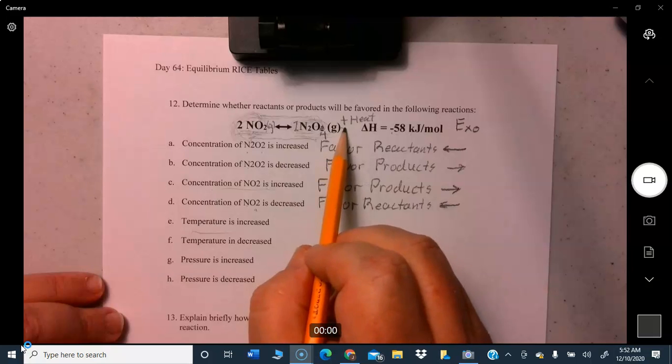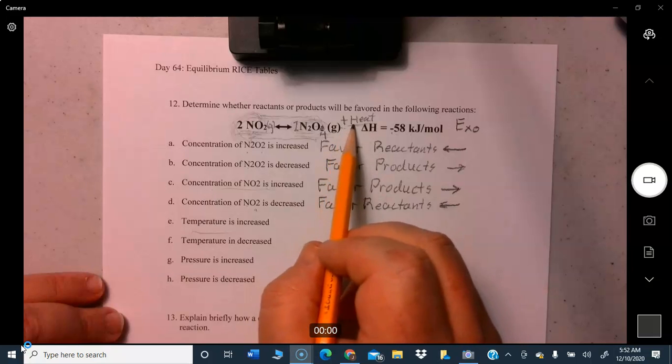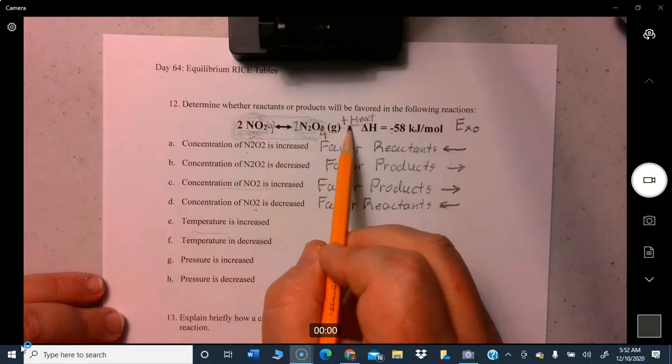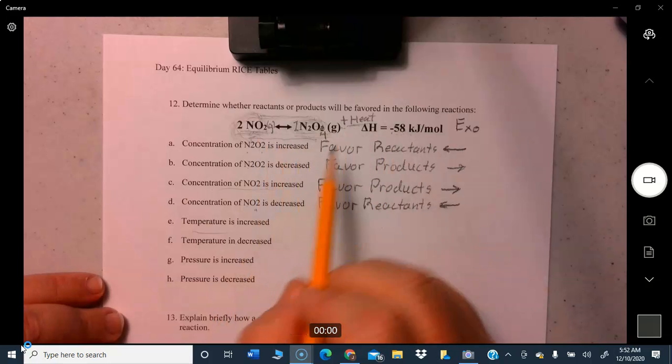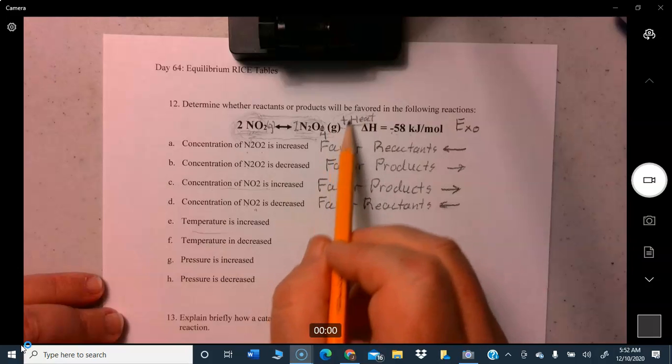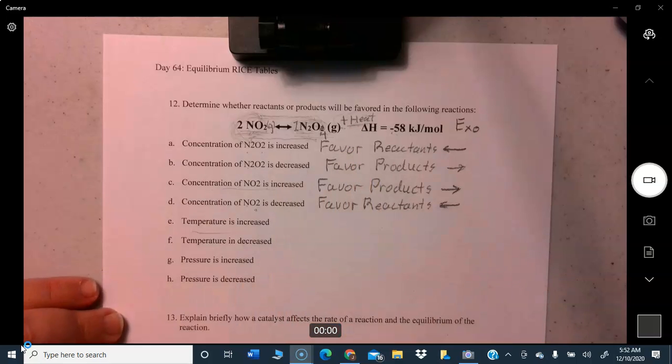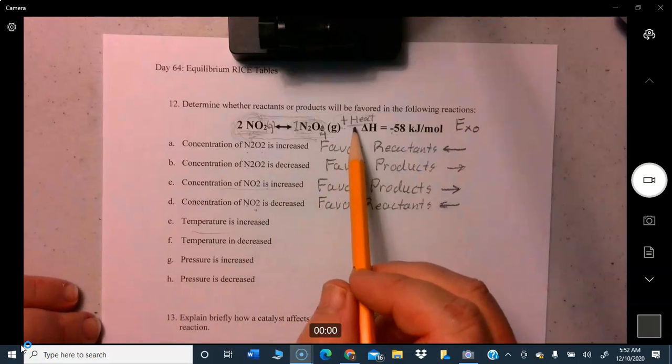But what this is saying is that if you include this heat in the reaction, actually write it as part of the reaction, this reaction is producing heat. That's why heat is leaving. It's producing heat. So you can think of that as a product of the reaction. N2O4 is a product of the reaction, and heat is a product of the reaction. So temperatures increase, so we talked about that before.